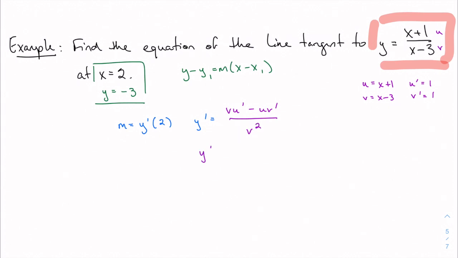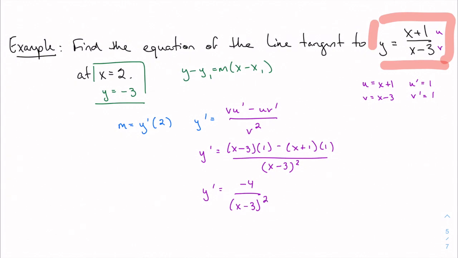So y prime is, looks like, x minus 3 times 1. I'll just write it for the sake of completing it: x plus 1 times 1, divided by (x minus 3) squared. Let's just reduce this a little bit to make it easier to deal with. I'm going to have negative 4 over (x minus 3) squared. And if I evaluate this for when x is 2, I get negative 4 over negative 1 squared, so I just get negative 4. There's my slope.